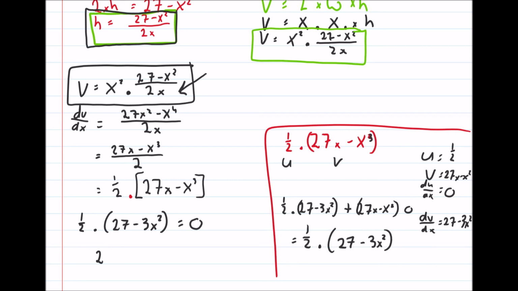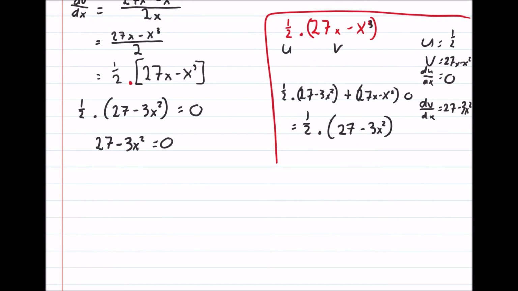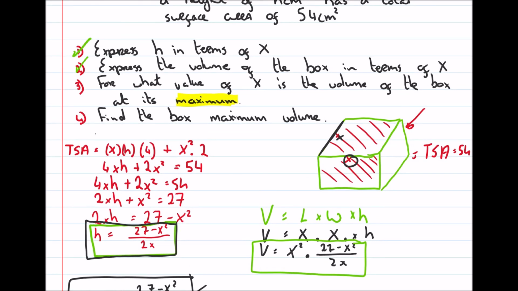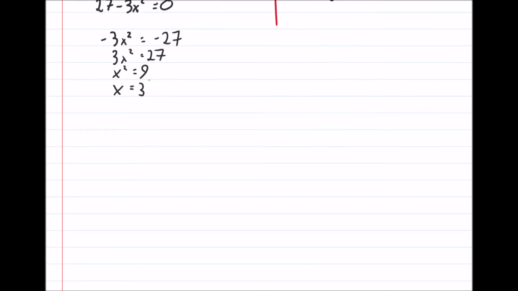We get, divide by half on both sides, we get 27 minus 3x squared equals 0. That will give us minus 3x squared equals minus 27. So 3x squared equals 27. x squared equals 9. So x equals 3. So just looking back at our question, it says, for what value of x is the volume of the box at its maximum? Well, we found that out. 3.